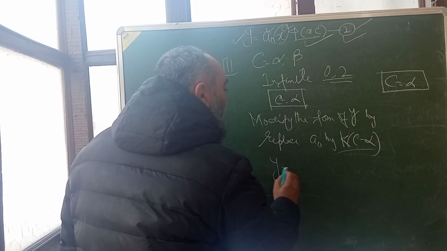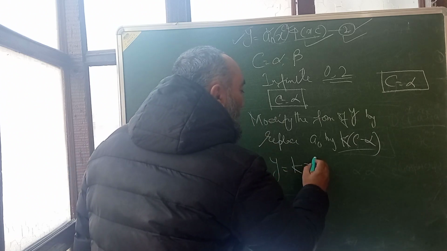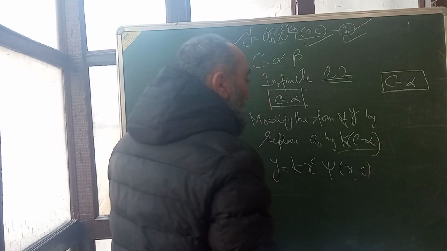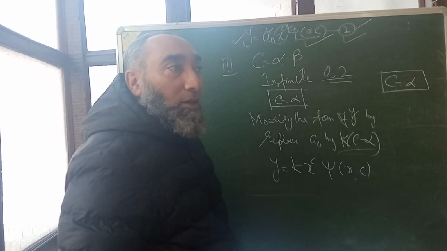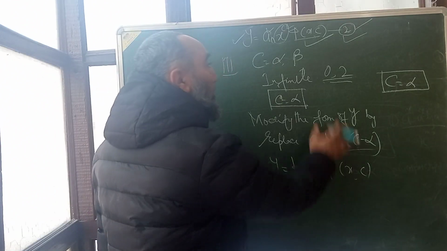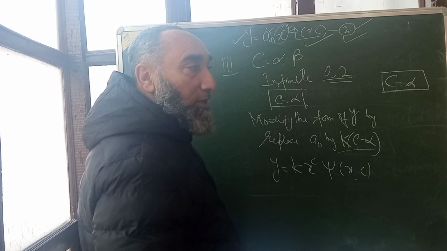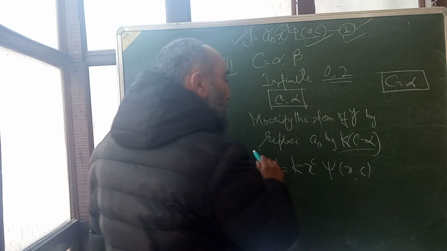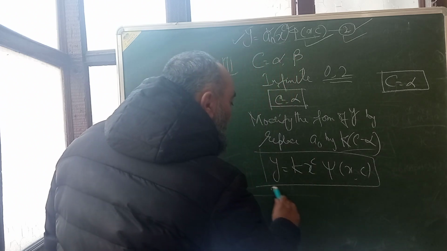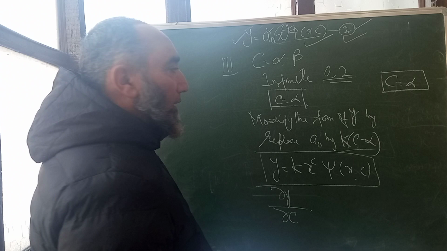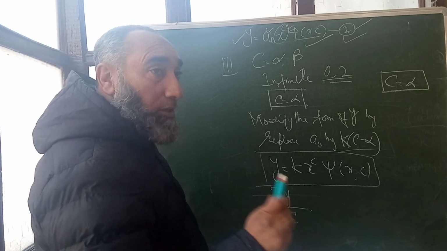See, Y will be K x raised power C, some other function, say psi of x and C. This function will change, because you will see later on this will be a changed function. This will not be this function psi. This will be some other function. So I will get one solution from this and another solution from its partial derivative del y by del c. Okay, this is the third method.